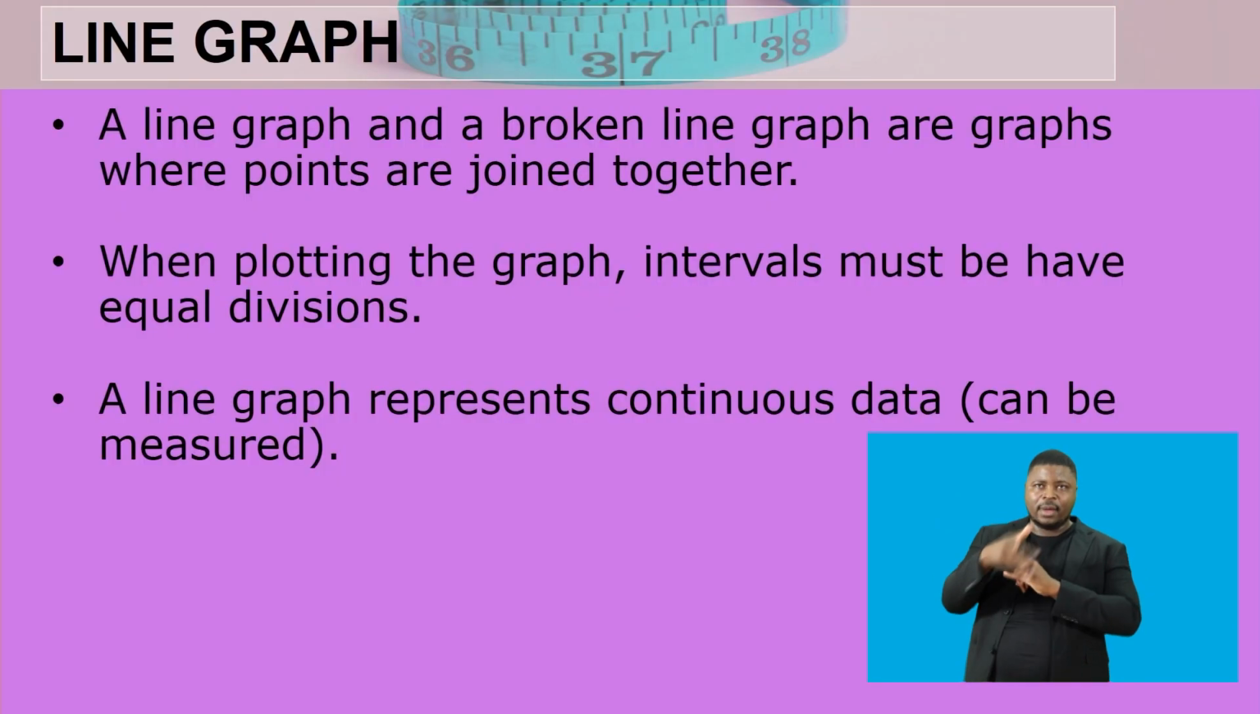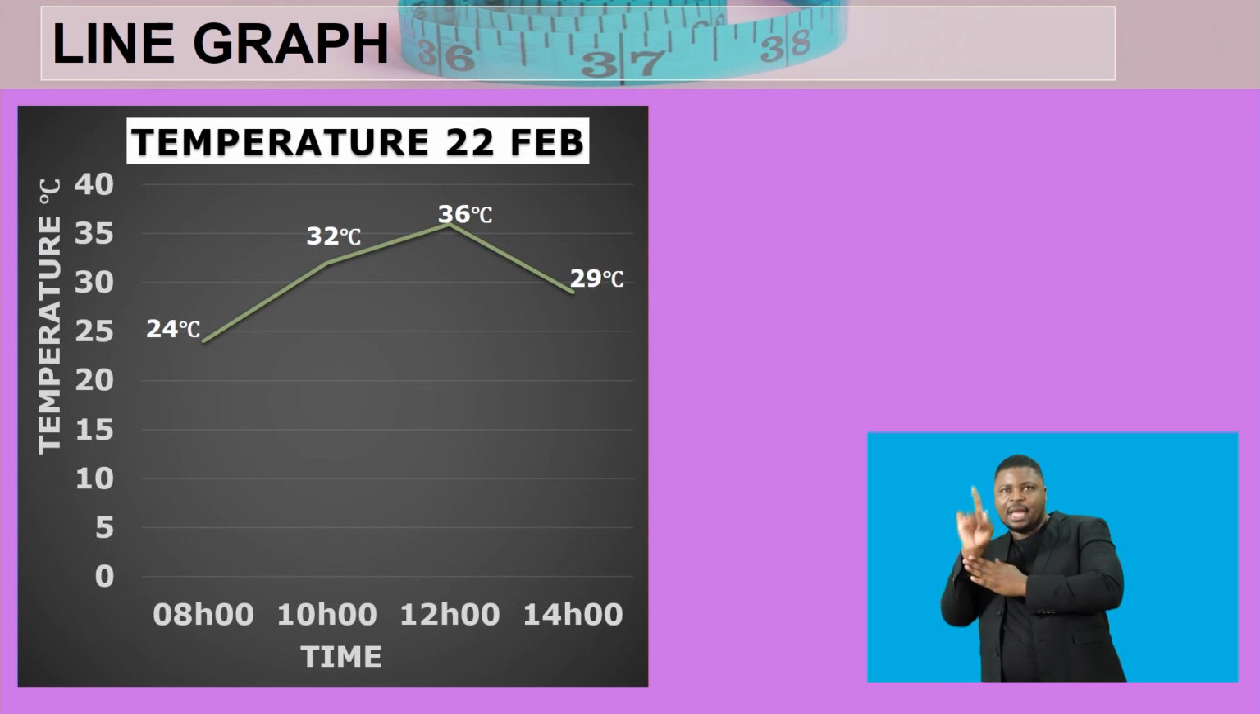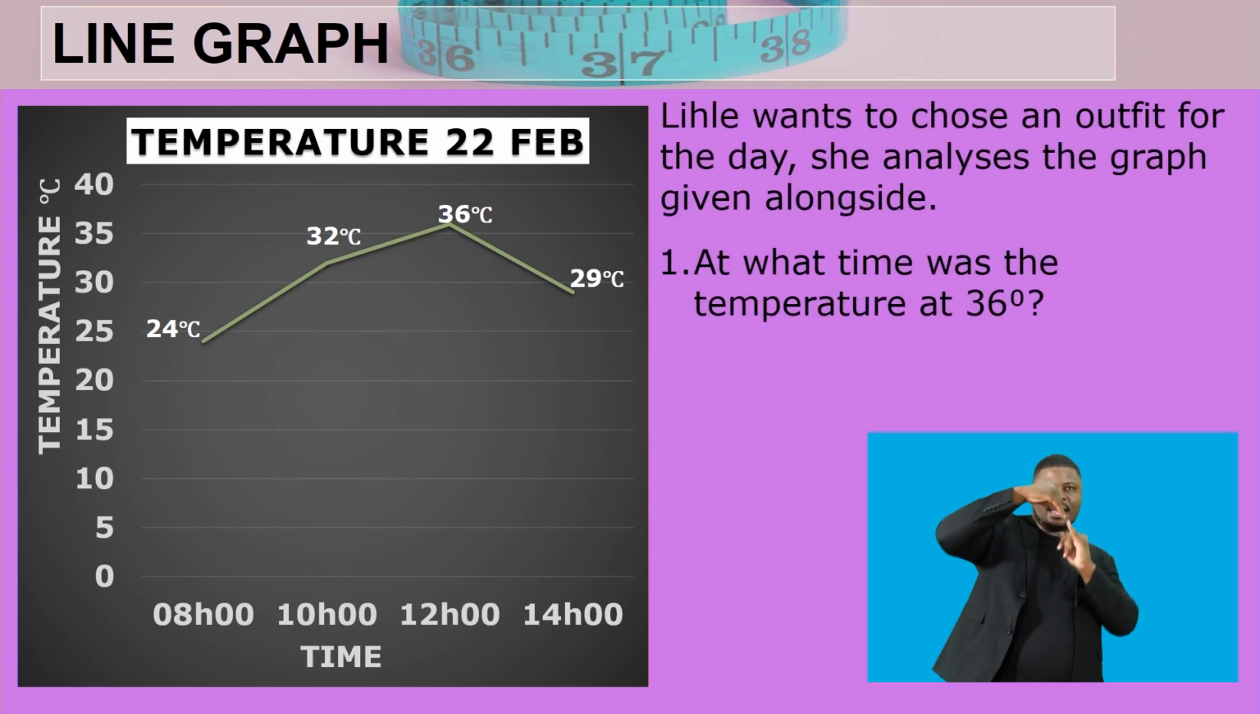A line graph and a broken line graph are graphs where points are joined together. When plotting the graph, intervals must have equal divisions. Then a line graph represents continuous data which can be measured. So let's look at a line graph. We have given there an example of a line graph.